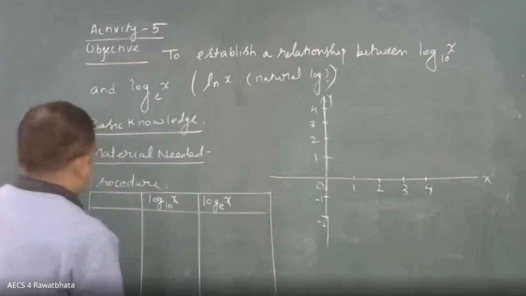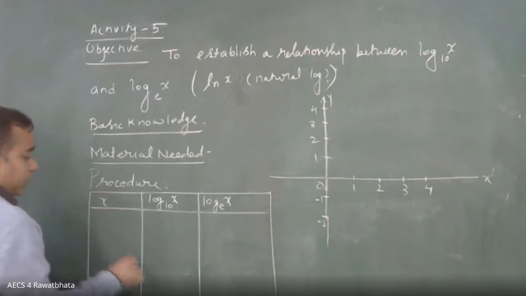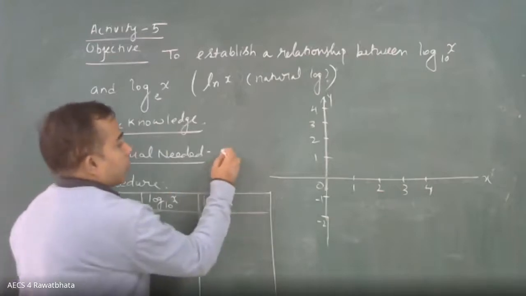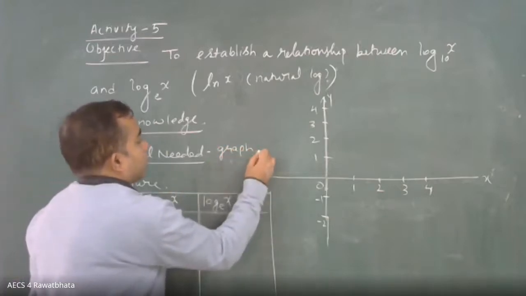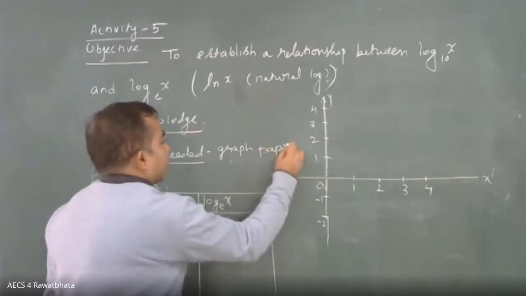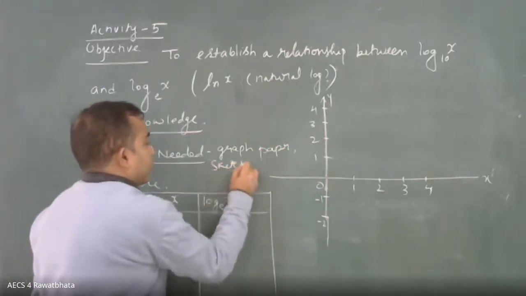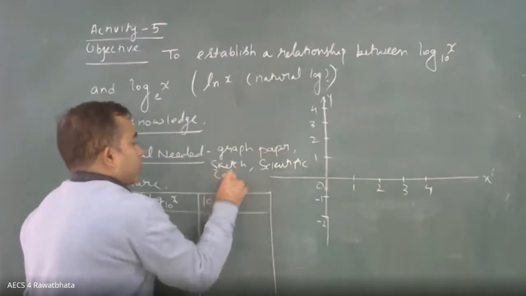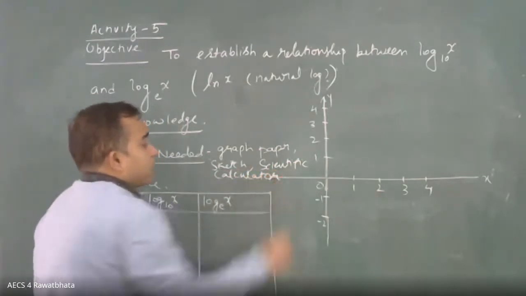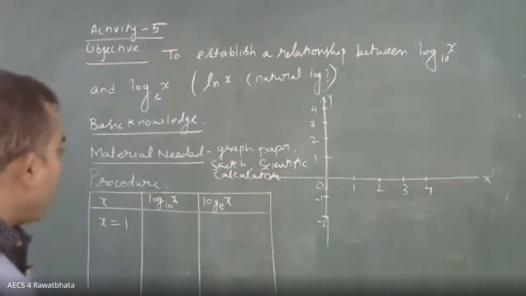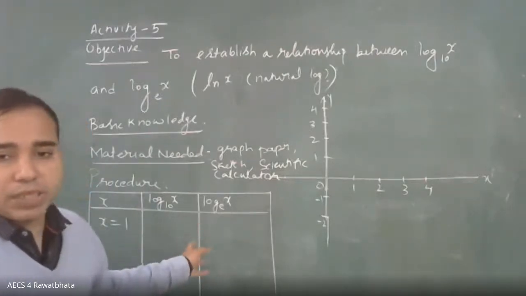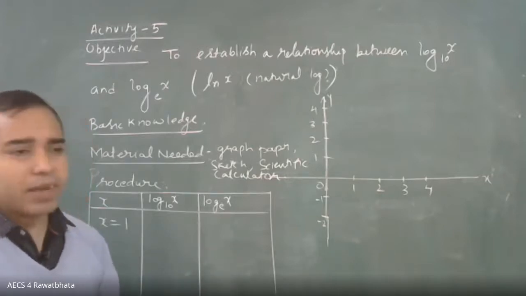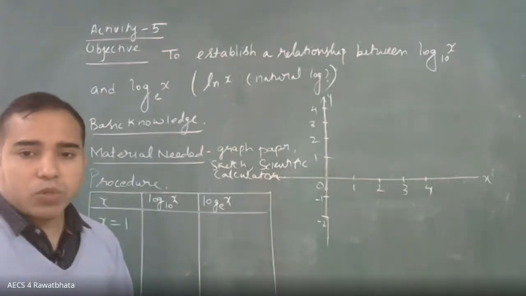And here the values of x I'll take. So if x equal to 1, log x. Now in material needed, one more thing you can write: graph paper and sketch, etc., and scientific calculator. अब साइंटिफिक कैलकुलेटर किस लिए चाहिए? वो इसलिए, because log x base 10, log 2 base 10 if you want, you can find from the log table also, log 3 base 10, log 4, all you can find out. But if you use a scientific calculator, things will be easy.